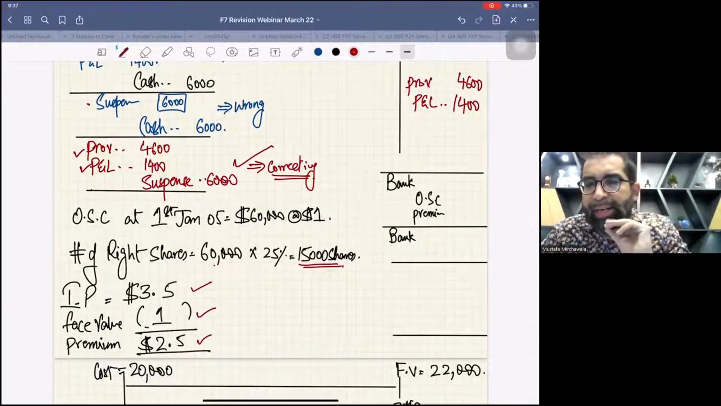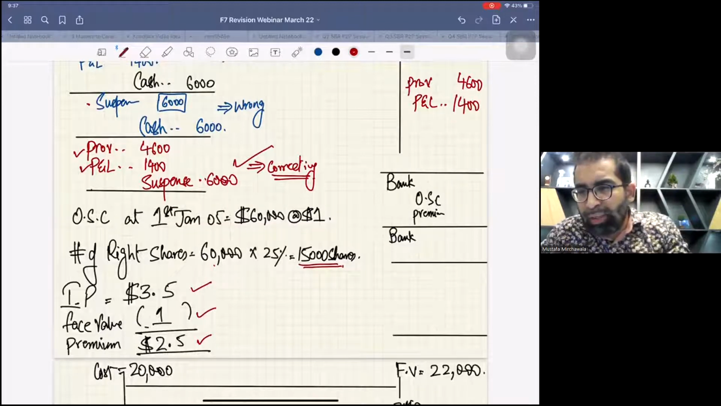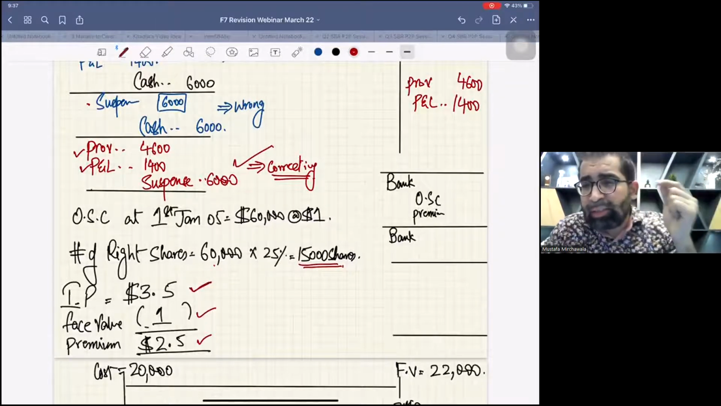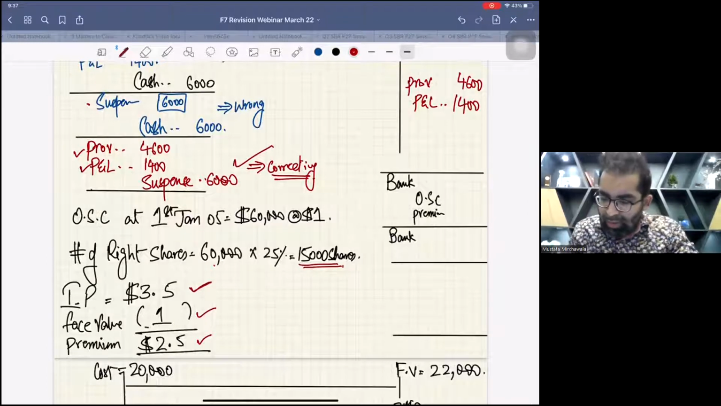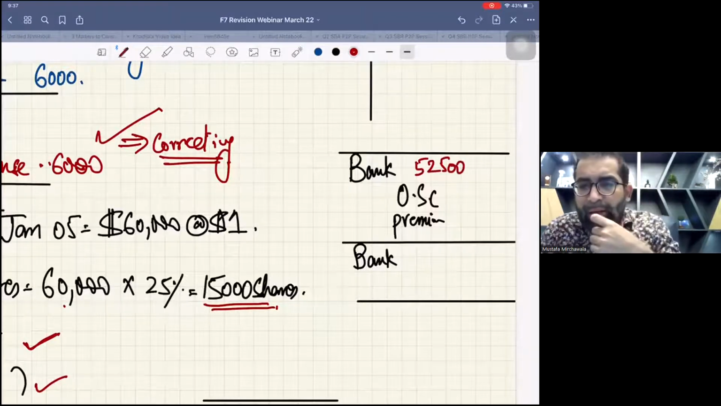Okay. So now let's make the original entry for the right issue. Let's make a very easy original entry. So listen, we issued 15,000 shares and we received how much? 3.5 for one share. We received cash of 3.5. So bank will be debited by 15,000 multiplied by 3.5, which is 52,500. Bank debit 52,500.